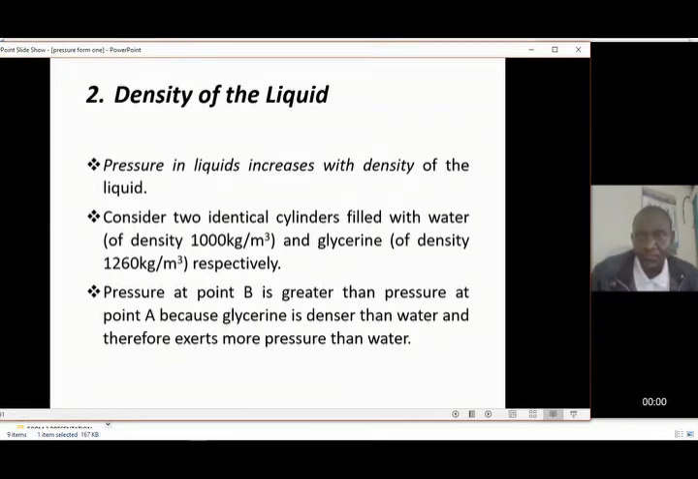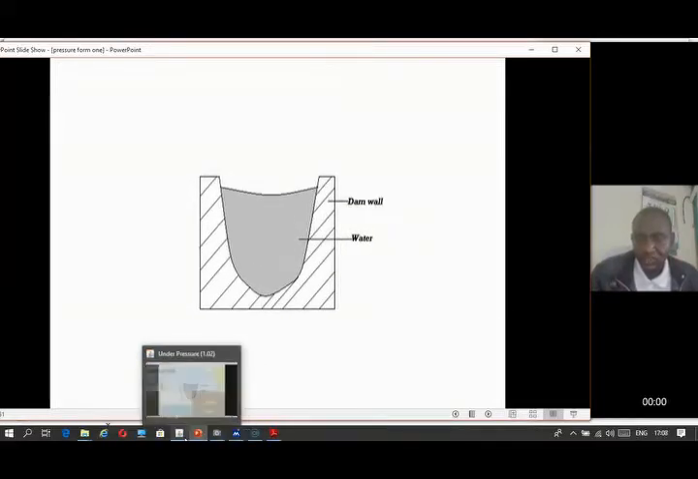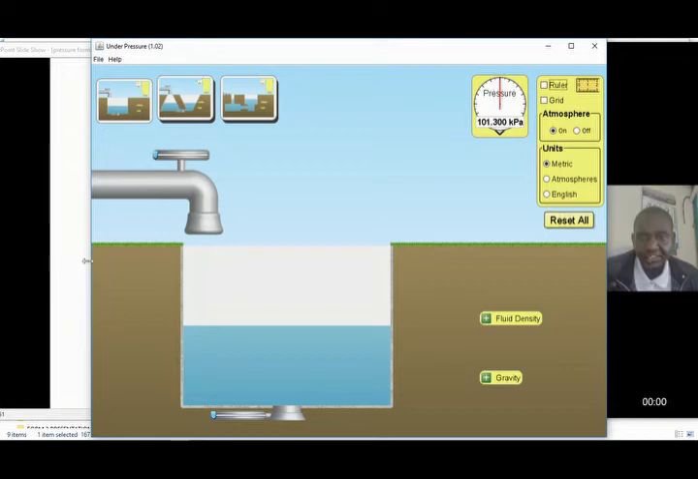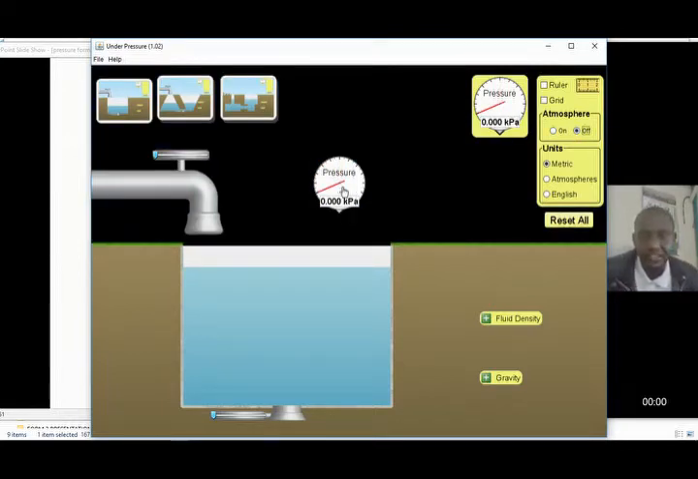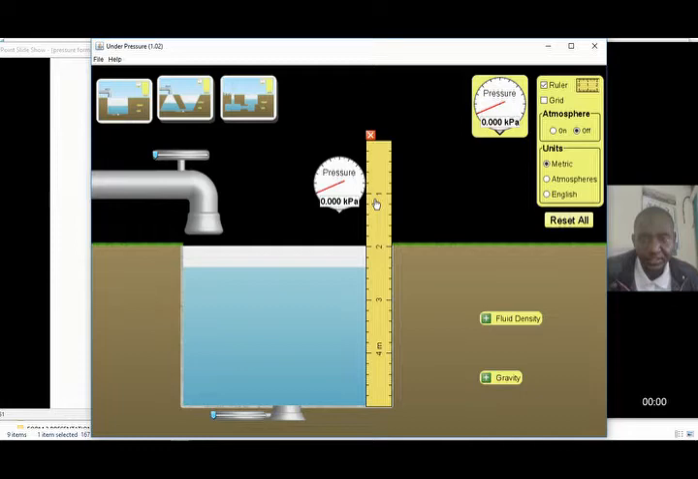Density of the liquid also matters. But before we go there, I have a simulation to talk about. We have water in a container. We want to measure pressure at every point. There is a pressure gauge here. We need to remove the atmospheric pressure. It is reading 0. We have a ruler here, just note the dimensions.